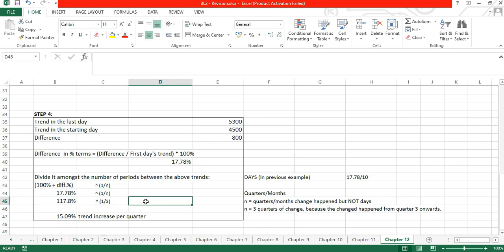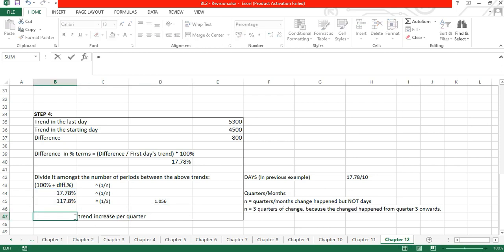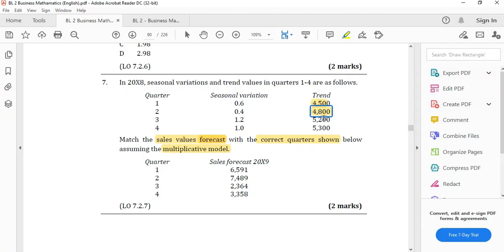So then the answer will be 101.1778 to the power 1 divided by 3, which is 1.056. So what is the trend increase? The answer is 1.056, then the trend increase should be 1.056 minus 1. Therefore, it is a 5.6% trend increase per quarter. It's an increase because the numbers have increased.